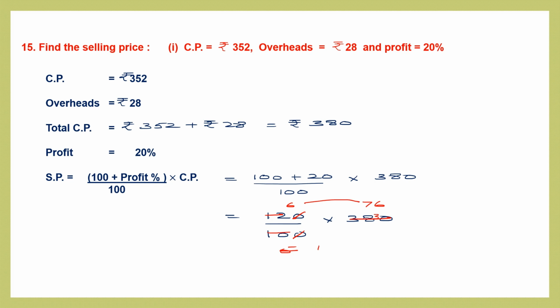Now multiply 6 into 76. And that is equal to 456. So we have found the selling price. The selling price is rupees 456. So this is our answer.